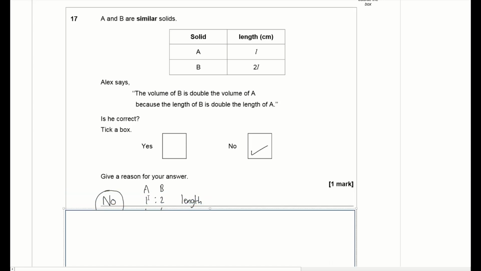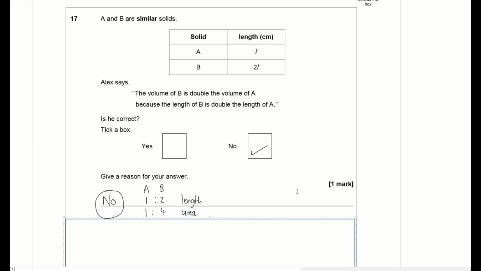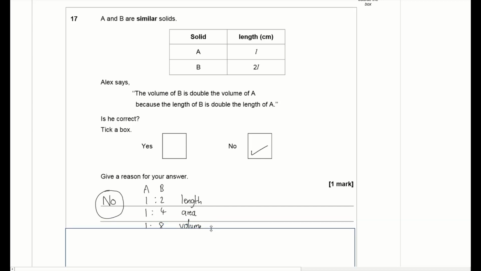Now the length ratio we already know is 1 to 2. If we want the ratio of the areas of the shape, so this would be any part of the shape, it could be its entire surface area or just a part of it, the ratio would be 1 to 4, and the ratio of the volumes of the shapes would be 1 to 8. Now these ratio values just come from the squares and cubes of the length ratios. So if you have 1 to 2 and you square it, you obtain 1 to 4, and if you cube 1 to 2, you obtain 1 to 8.